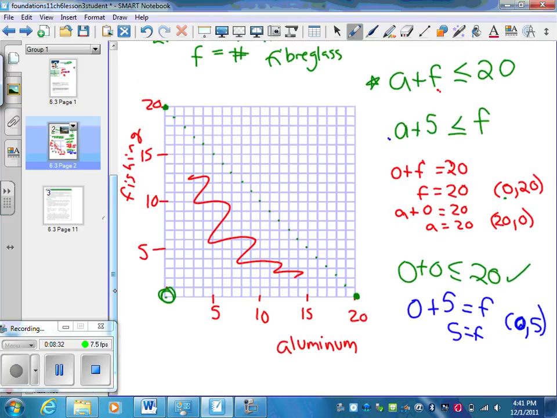And now I'm going to let F be 0. So A plus 5 equals 0. A is equal to -5. So my other point is at -5 and 0. Wait a second, there is no -5 because we're not even talking about that. So I can't even plot this one on my graph. I'm going to try and choose a different point because I need 2 points. My first point was at 0 and 5. My first point is here.